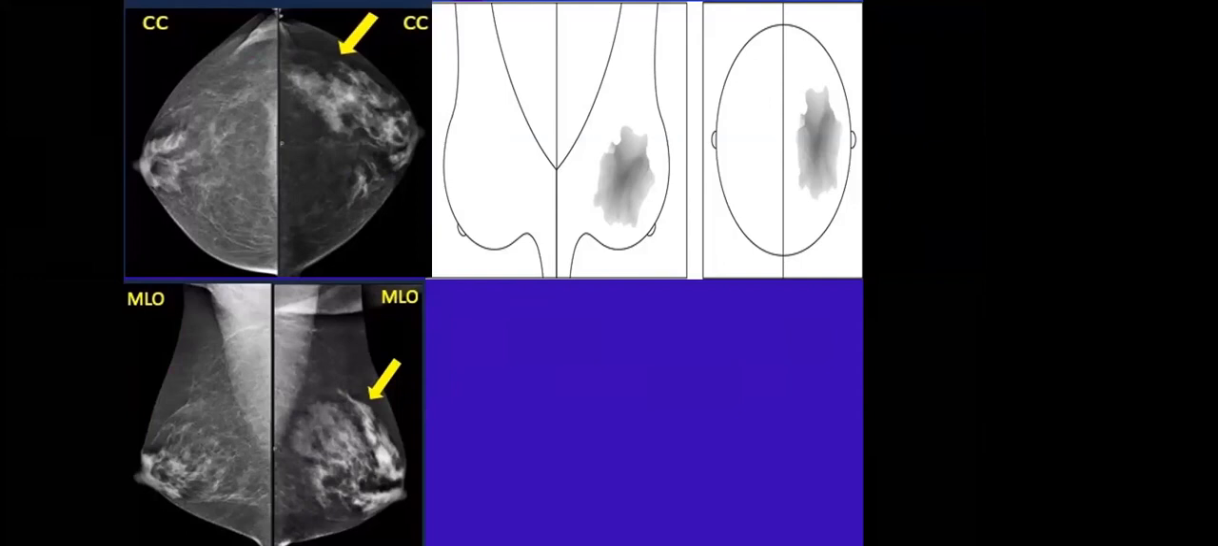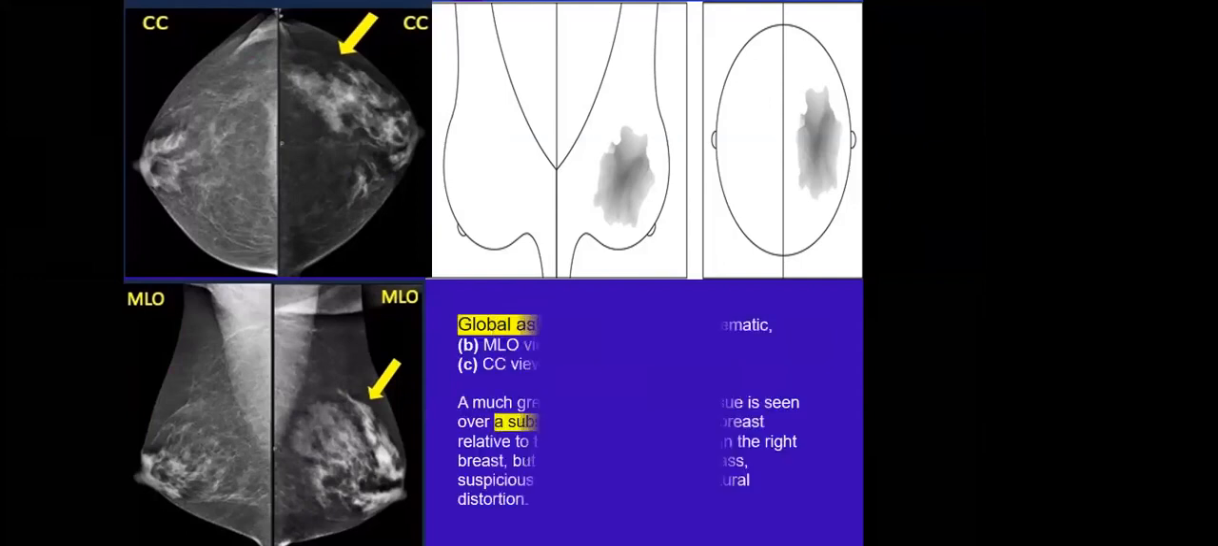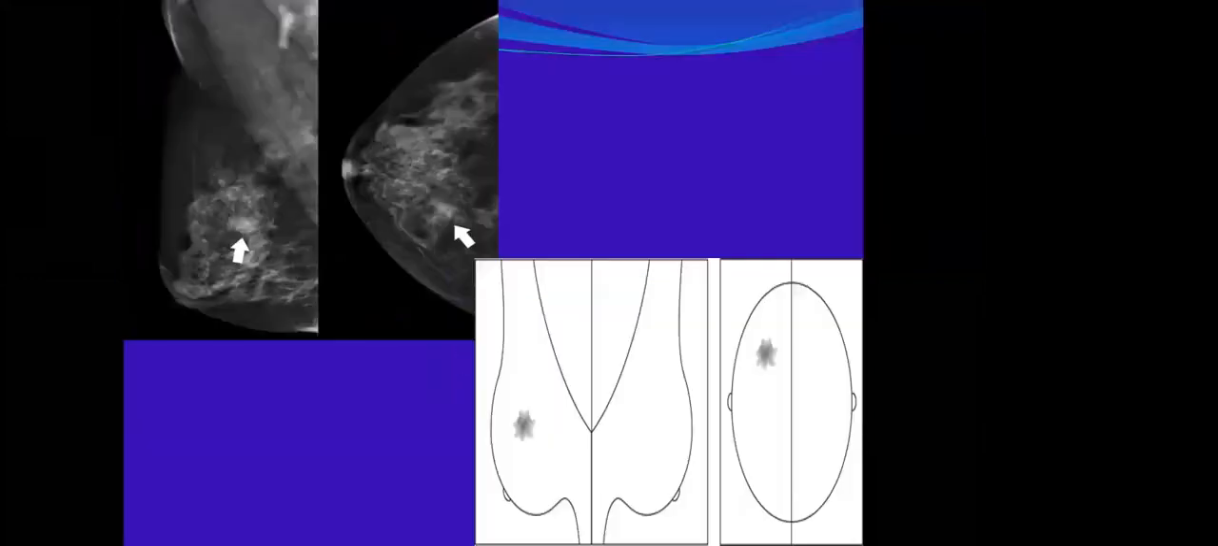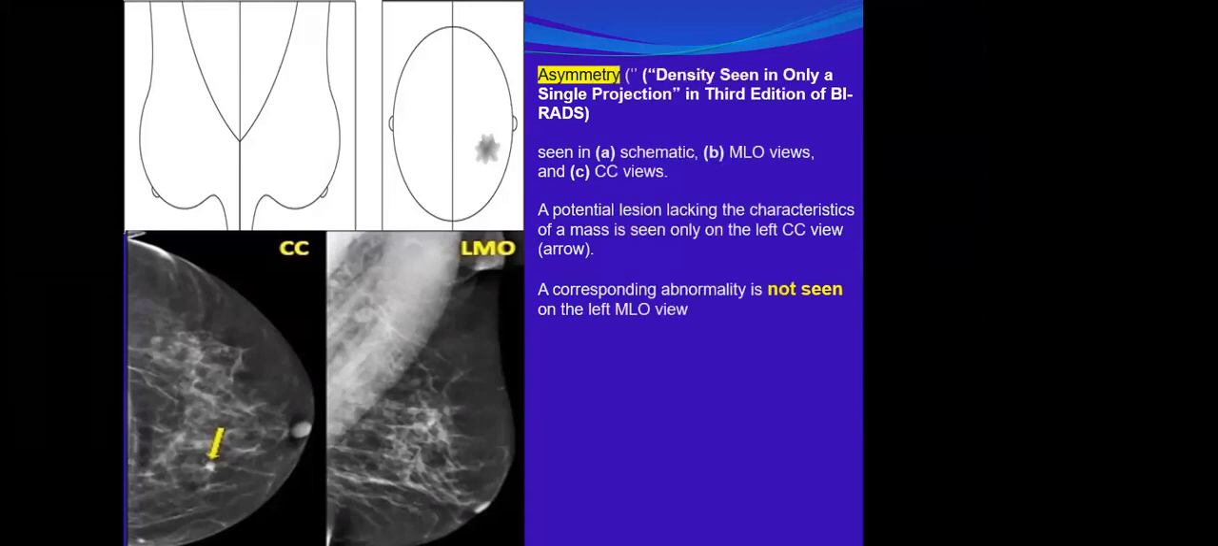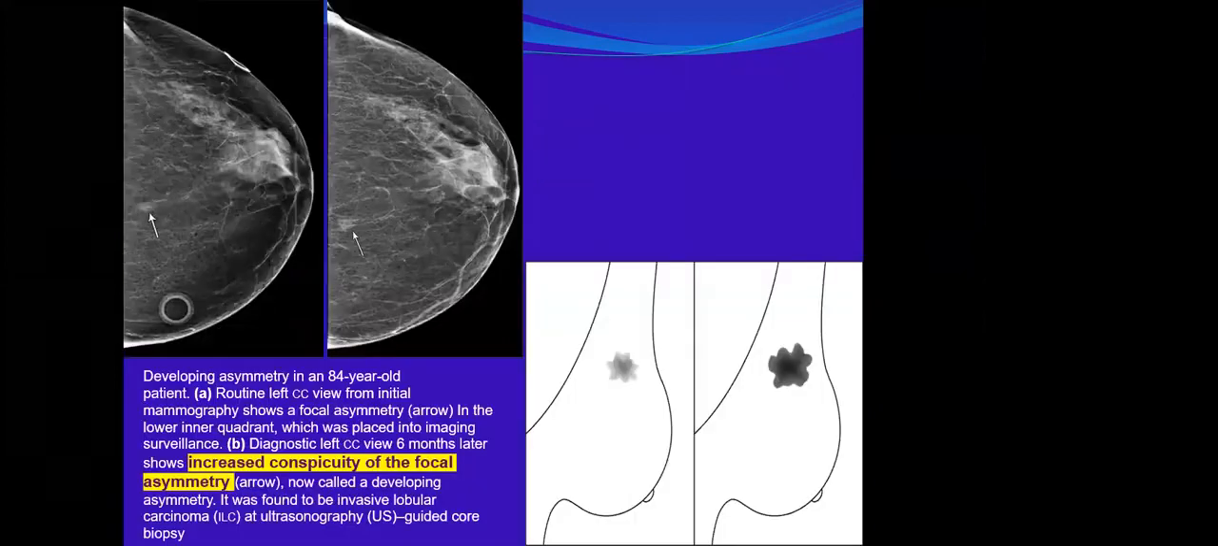So here we are dealing with what is the appearance of this, representing what? Which type? Global. Excellent. Yes, this is global asymmetry, and this one is focal. Excellent. Okay, and this one? Asymmetry. This is asymmetry since it is seen on CC and was not seen on the MLO.